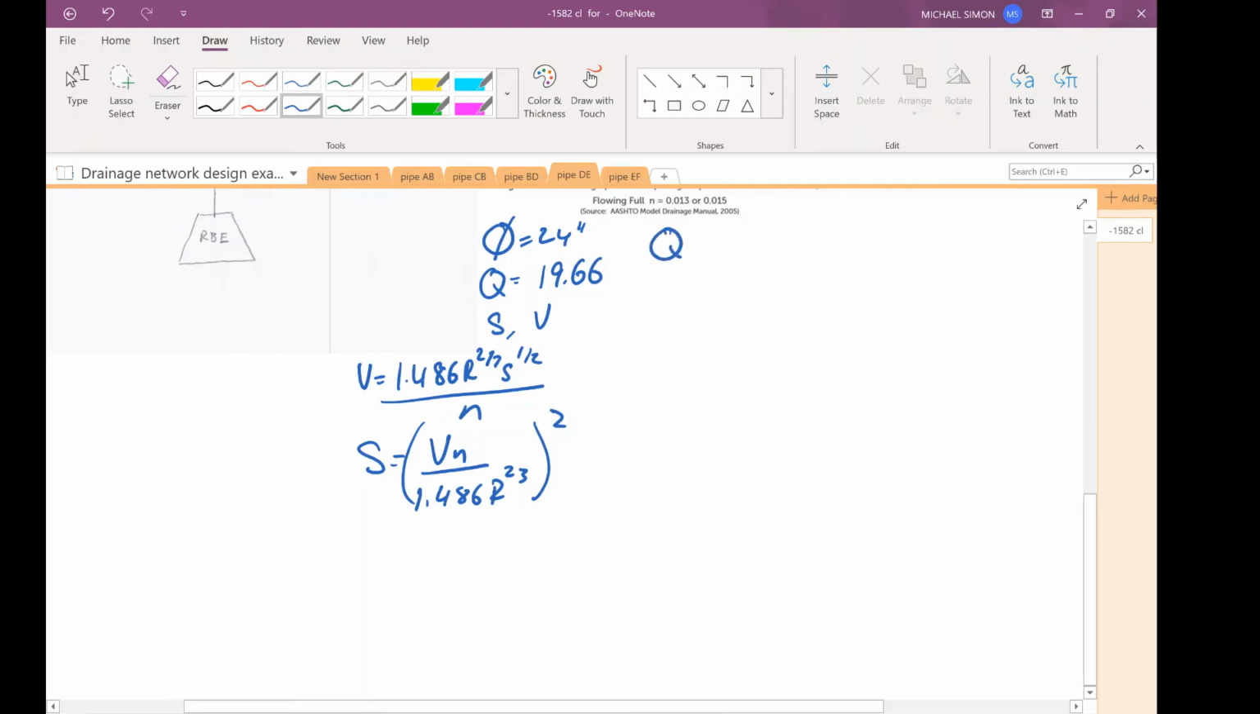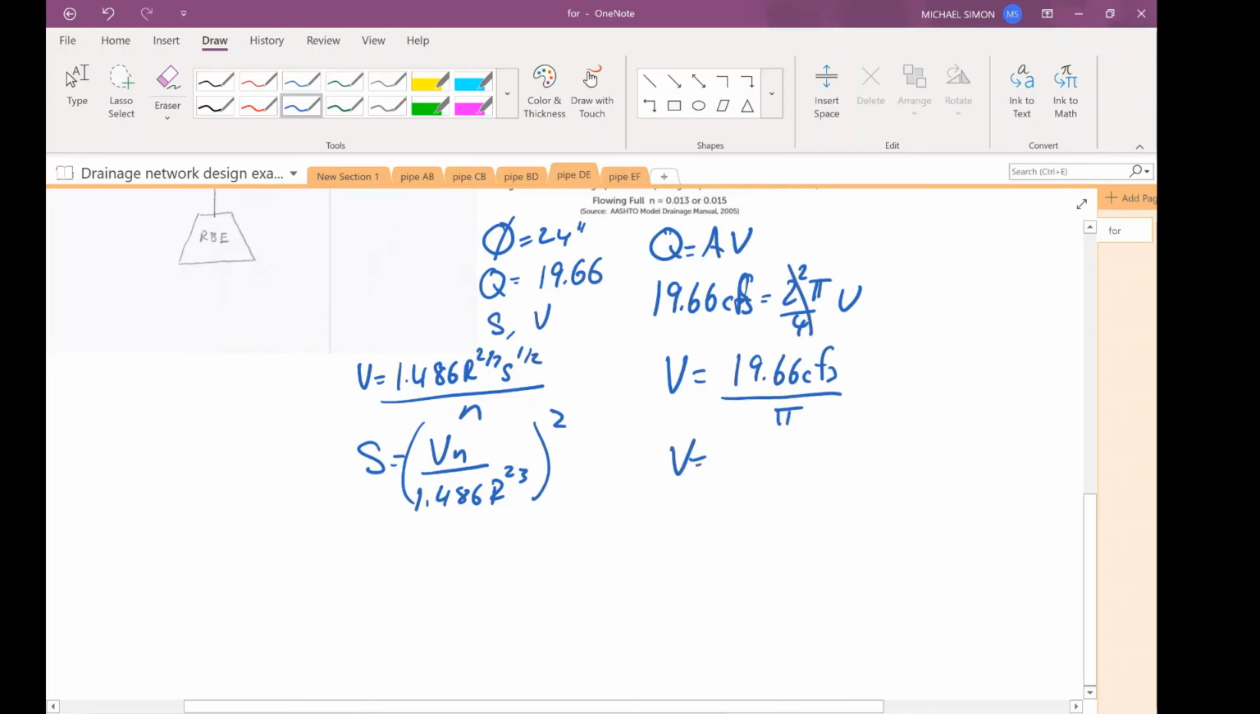So how do we get our velocity? Don't forget your other equation, Q equals AV. It's such a simple equation, but it really helps to solve a lot of these problems. So 19.66 CFS equals 2 squared pi over 4 times velocity. So velocity will be equal to 19.66 CFS, divide, this is going to cancel out, divide by pi, 6.25. Now I can plug it in there.